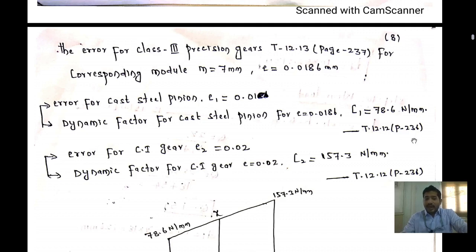After that, the error for the cast iron gear, E2, how much are we taking here? Instead of 0.01 we are taking 0.02. So the error for the cast iron gear is 0.02. For C2, how much is it? 157.3 Newton per mm square, from table number 12.12, page number 236.